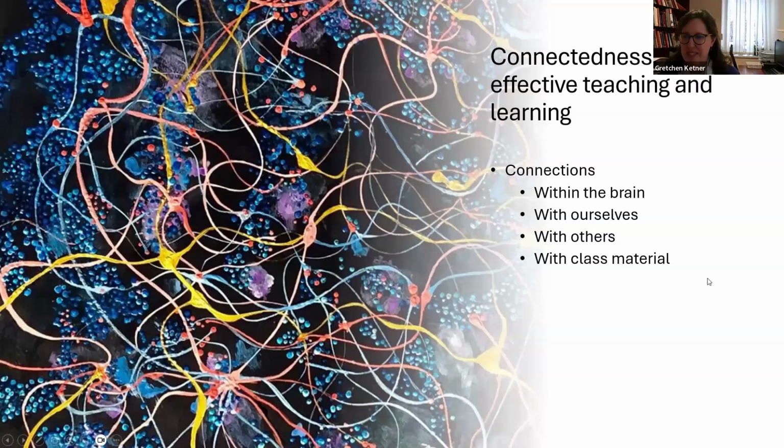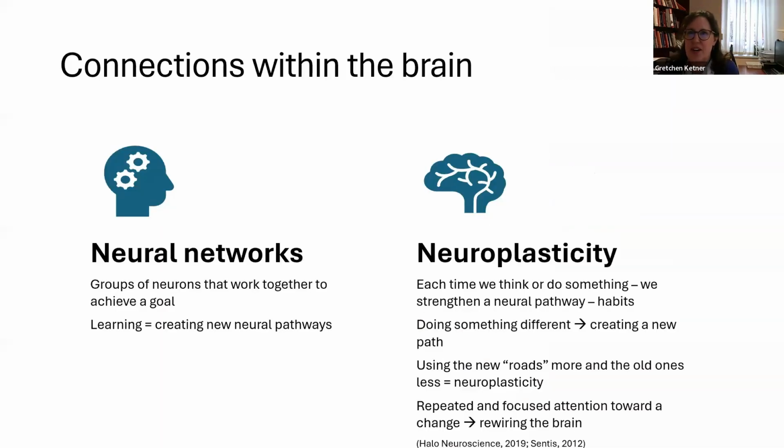So for the next few minutes, I want to look at some different kinds of connections and connectedness and how each one relates to learning. This can help us to become more effective as teachers. We'll look at connections within the brain, connections with ourselves, with others, and finally with class material. So let's jump in and start with connections within the brain.